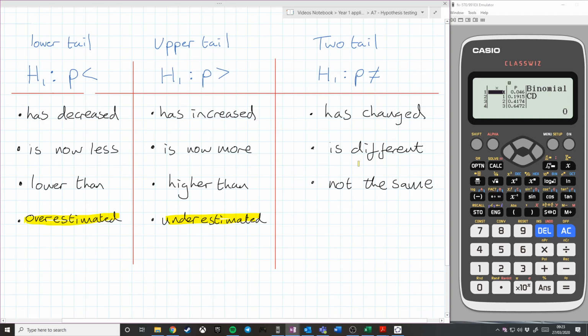Not equal to, you're looking for things like has changed, or is different, or not the same. So you're just looking for something's different, something's changed. Those are the keywords that you should be looking for if you're getting those kinds of situations. These are the kind of things that you can look out for when you're looking at these questions and trying to decide which hypothesis test you're going to do.